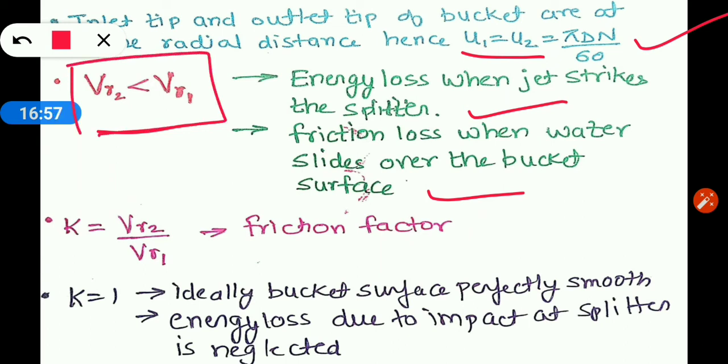So it is not going to contribute to impulsive action. In fact, it will decrease the force. So that is measured by this: K is equal to VR2 by VR1. That is known as the friction factor.